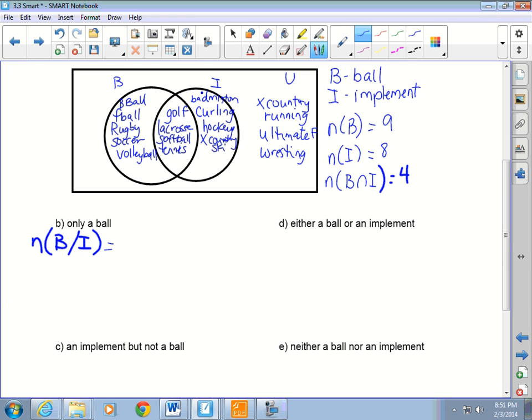So to figure that out using a formula, if you want to call it that, we'd say the number that are in the ball minus the number that are in the ball and the implement. So the number in the ball was 9, the number in the ball and implement was 4, so only a ball would be 5. Now, you can look at this and say, okay, but I could just count these. There's not that many, you could count them, and you can.